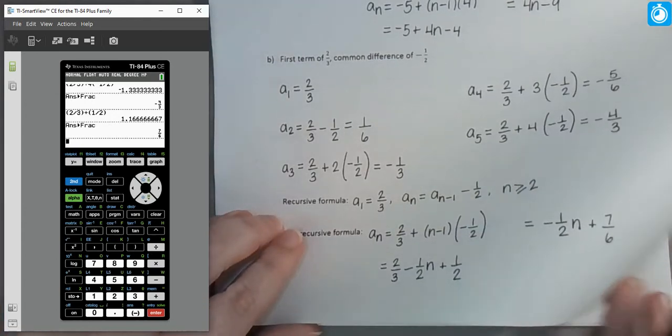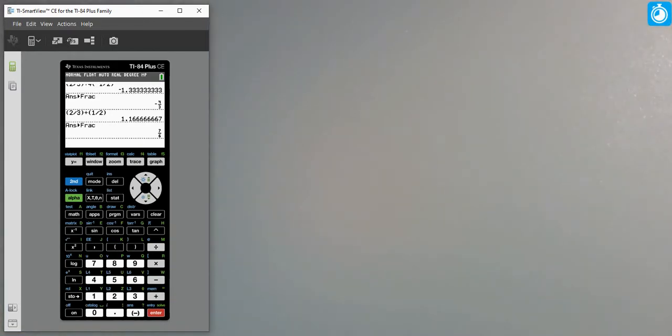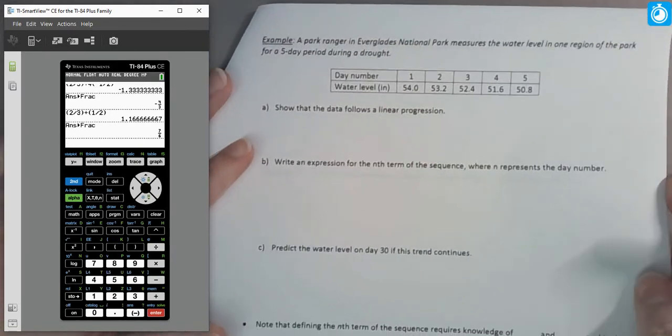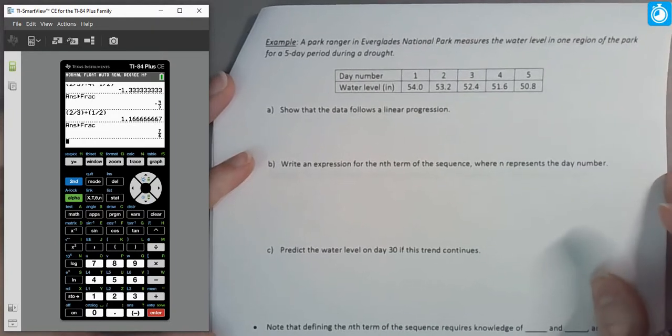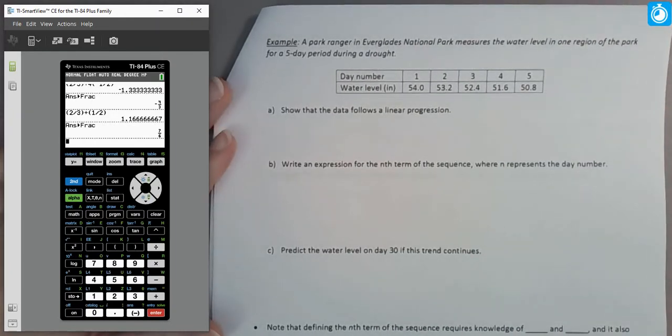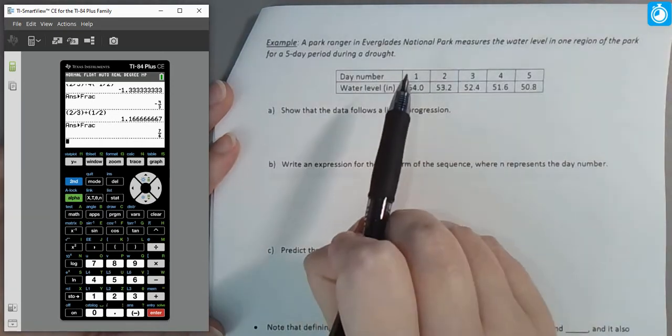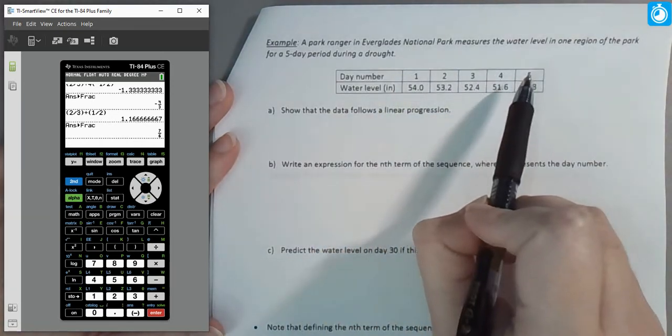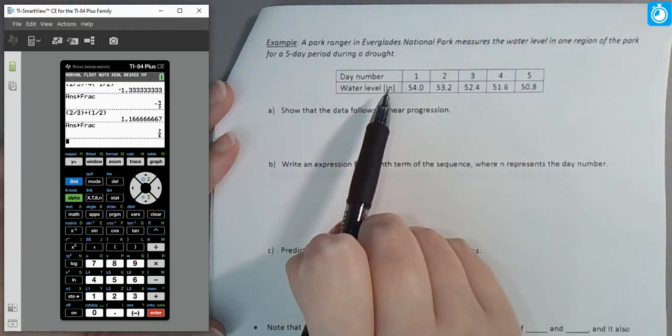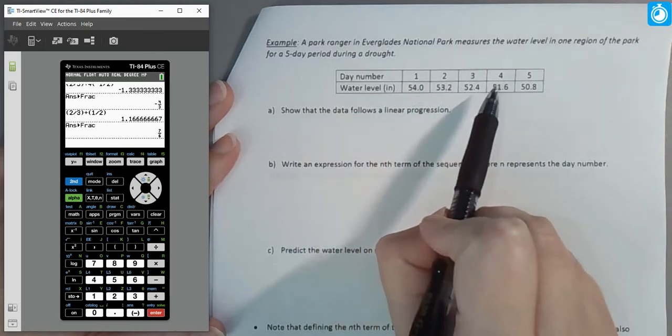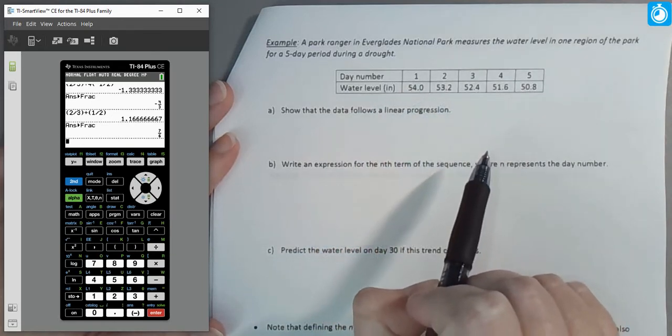So let's look at an applied example where our situation is modeled by an arithmetic sequence. Okay, so a park ranger in Everglades National Park measures the water level in one region of the park for a 5-day period during a drought. Okay, so we have our days, 1, 2, 3, 4, 5, and we have the water level in inches. And notice it's going down. There's a drought, so the water level is going down.